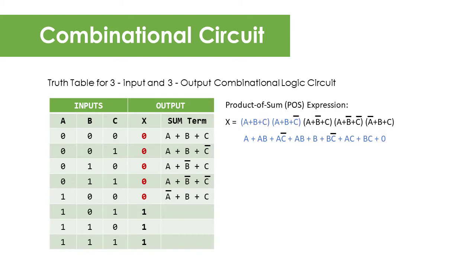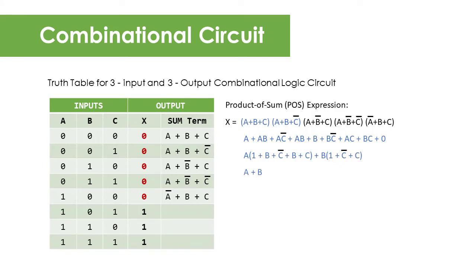And now, if I factor out A, then we'll have A times quantity 1 plus B plus C bar plus B plus C. Similarly, I'll factor out B, and the remaining terms will be quantity 1 plus C bar plus C. Now, any signal ORed with logic 1 is automatically logic 1. So basically, this expression can be simplified to only A plus B.